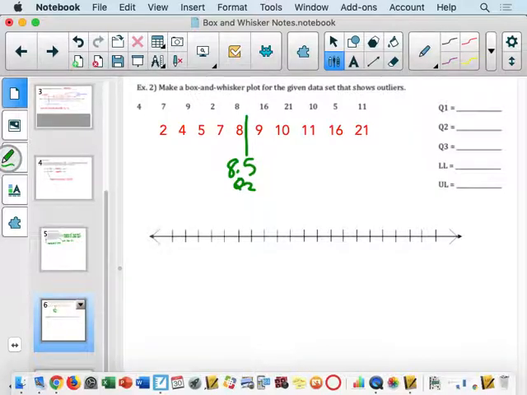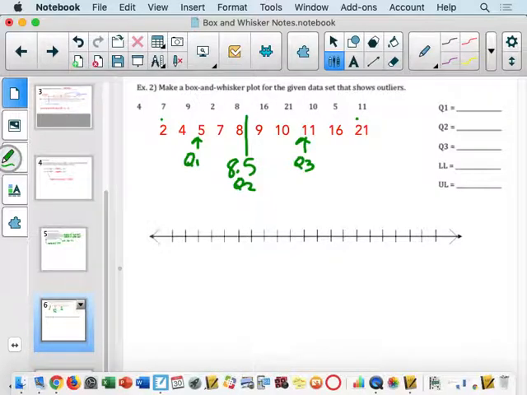What would be my median of the lower half? 5. So that is Q1. And then the median of my top half. My minimum number is right now 2. My maximum number right now is 21. If we were not testing for outliers, we'd technically be done, but we need to test for outliers.